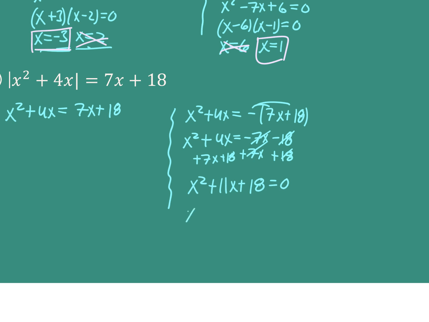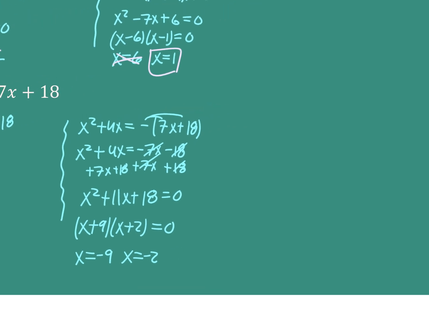Then factoring this, factors of 18 that add to 11 are 9 and 2. So then I get x equals negative 9 and x equals negative 2. All right, and then we do want to check these. So let's check negative 9.